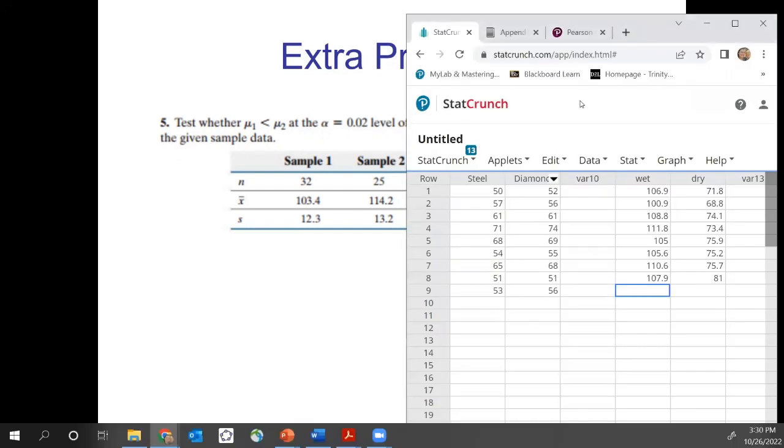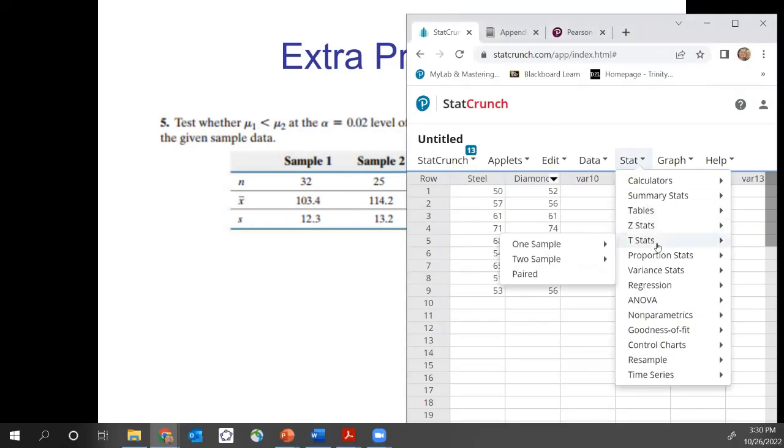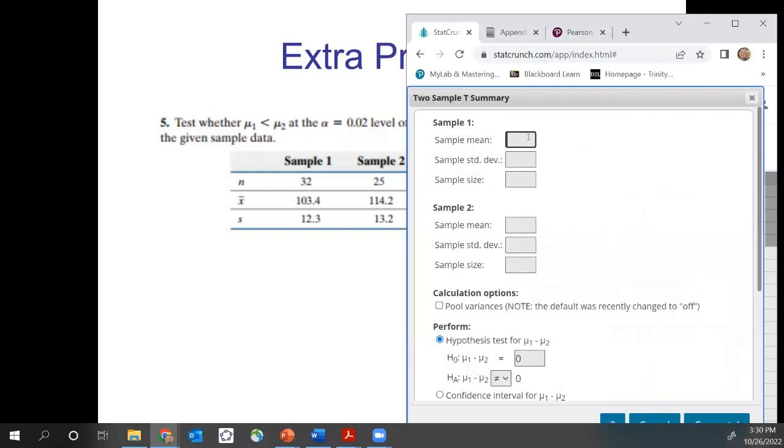Summary ones are a whole lot faster to do. Again, we're doing means, so we're going to T Stats. We are now going to Two Sample though. We don't have paired data, so you need to read carefully to know if we are pairing data together or if they are two completely different data sets. So to Two Sample, I've got a summary, and then I'm just going to type what I have. X bar is the mean, so 103.4. Standard deviation is s. Sample size is n.